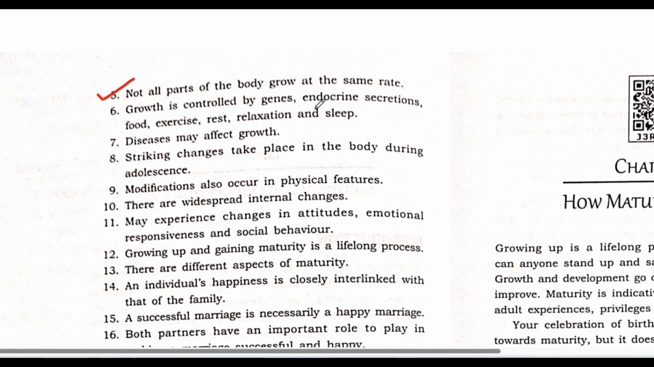See that. Now growth is controlled by genes, endocrine secretions, food, exercise, rest, relaxation, and sleep. So here it is said what the factors are, like how is growth controlled? So here you can say genes. What is genes? Genes are the factors which carry the genetic information from the parents to the offsprings, right? So we all have genes inside us, we all have DNA inside us, we all have chromosomes inside us, right? Then our chromosomes decide our growth, our endocrine systems, which means the hormones in our body, also decide our growth. Then food habits, the type of food we eat, then how often we do exercise, how often we are taking a rest, how often we relax, and how well we are sleeping.